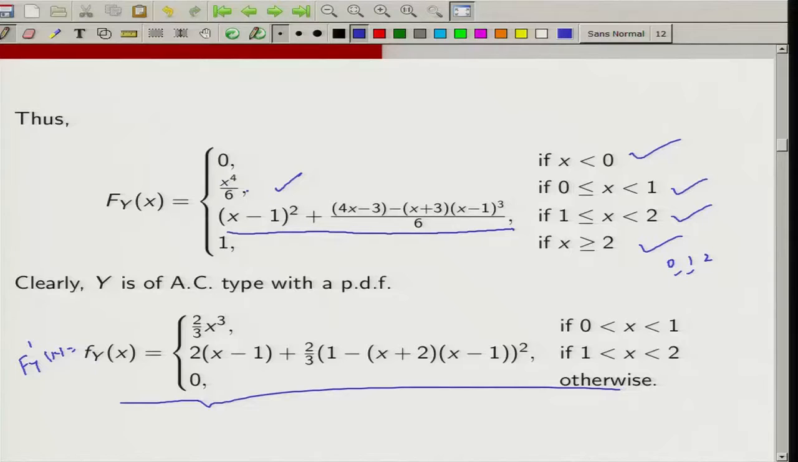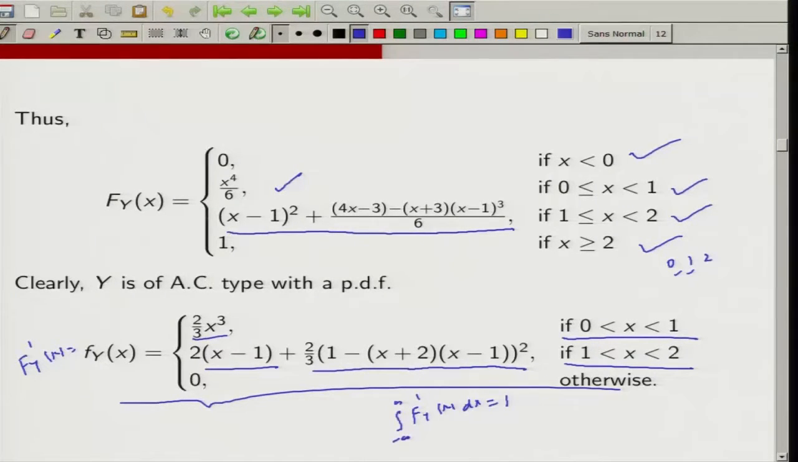So, this is 4x cube by 6, which is 2 by 3 x cube if x is between 0 to 1, and 2(x minus 1) plus 2 by 3 (1 minus x) plus 2(x minus 1) whole square if x is between 1 to 2. Rest of the places I can make it 0, and one can easily check that the integral from minus infinity to infinity of f_Y prime x dx is 1. So, it turns out that random variable Y is of absolutely continuous type, and its PDF is given by f_Y prime x, which is given over here. In this case what we did was, first we found the distribution function of Y, and using the distribution function we saw that it is absolutely continuous, and hence we could find the PDF.